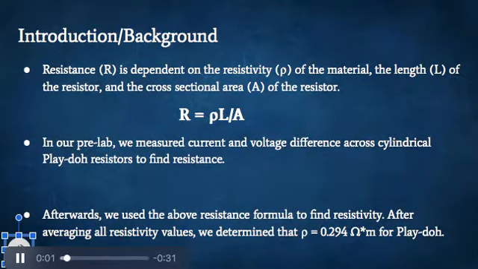Resistance is dependent on both the resistivity of the material as well as the length and cross-sectional area of the resistor. A formula that relates all four of these variables is R equals rho times L divided by A. In our pre-lab experiment, we used cylindrical Playdoh resistors of known lengths and radii, and we were able to measure current and voltage differences across these resistors. Using Ohm's law, we determined the resistance of the Playdoh. Afterwards, we used the above resistance with the known measurements of the Playdoh resistors to find the resistivity. After averaging all these values, we determined that rho is about 0.294 ohm meters for Playdoh.